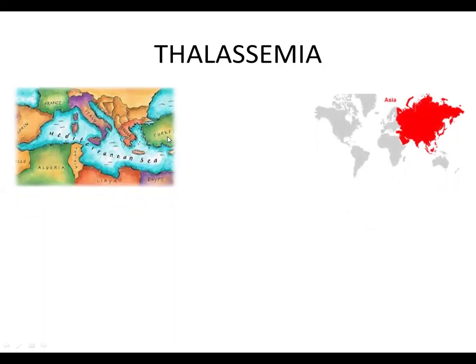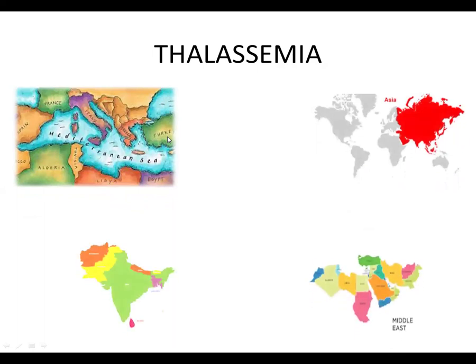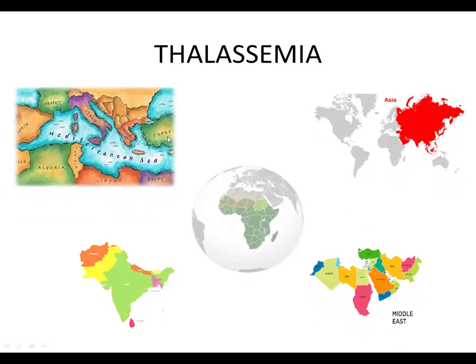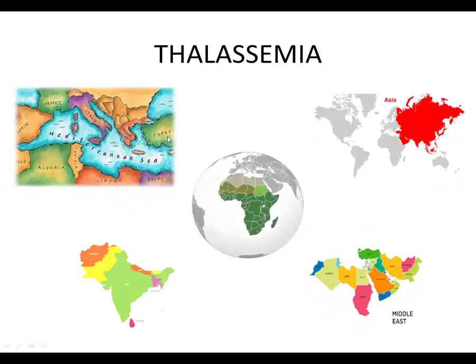The areas where thalassemia is prevalent include the areas around the Mediterranean Sea, the Asian continent, Africa, the Middle East, and the Indian continent.